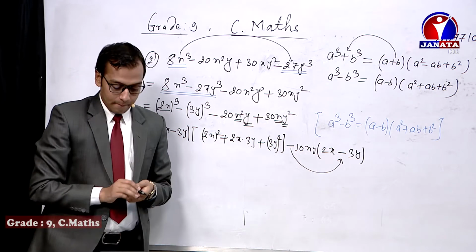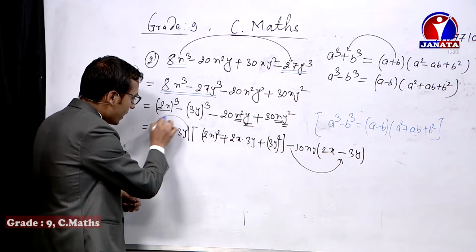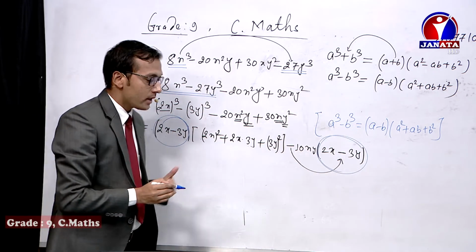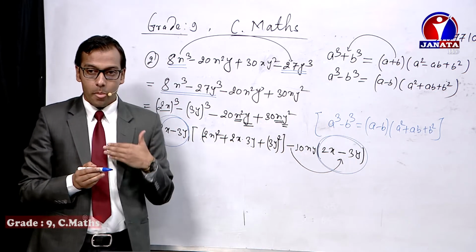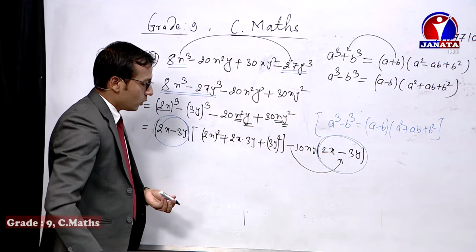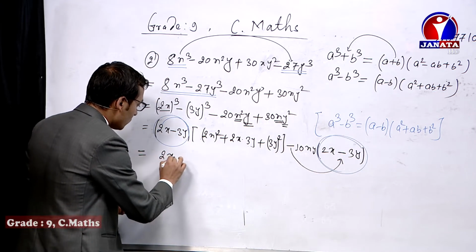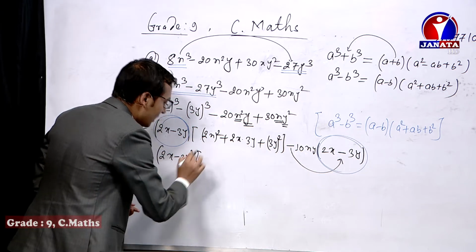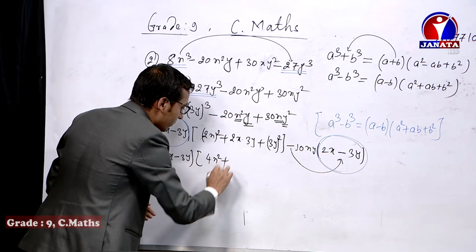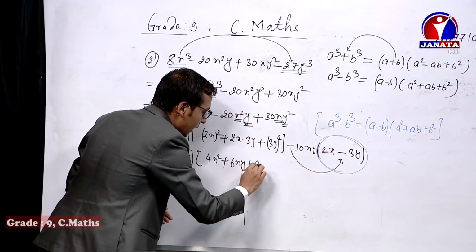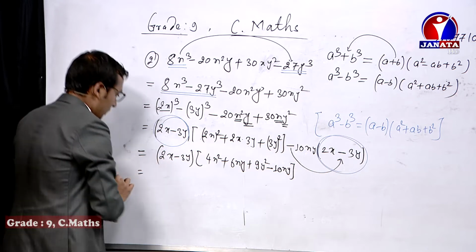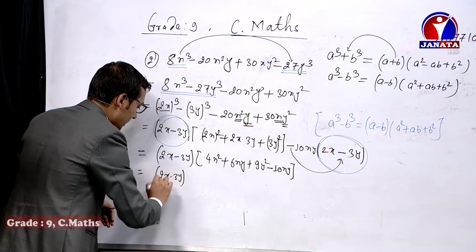Okay, now we can see what is common again. 2x minus 3y, 2x minus 3y. This is common. In factorization, we always try to find a common factor so that we can easily factorize the algebraic expression. So what is the common factor? Here the common factor is 2x minus 3y times. Now what are the terms left? This entire term is left. What is 2x squared? 4x squared plus 6xy plus 9y squared minus 10xy. 2x minus 3y as it is.